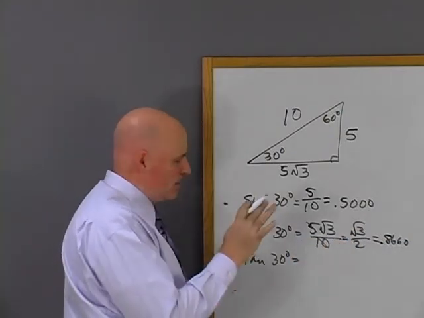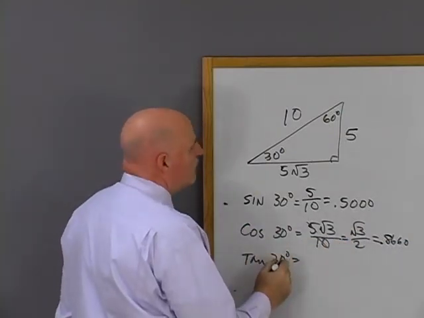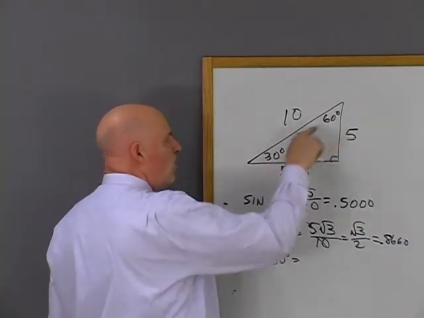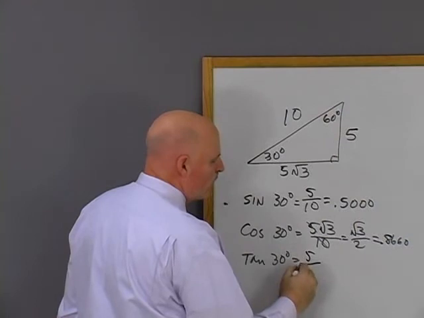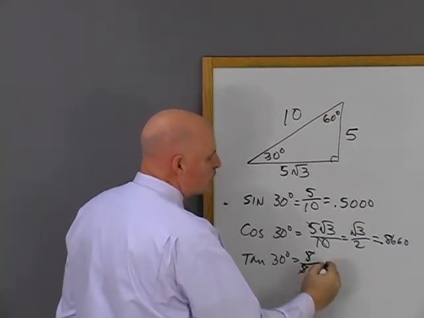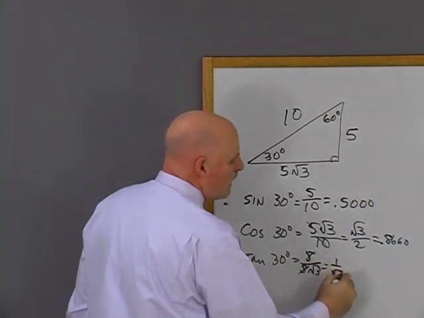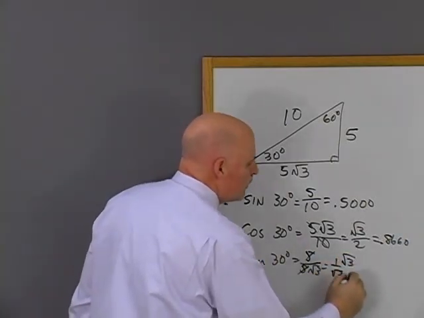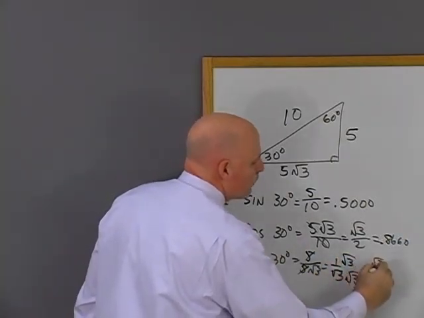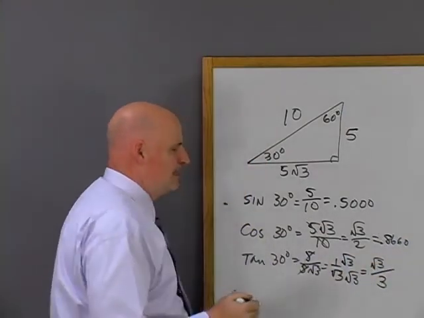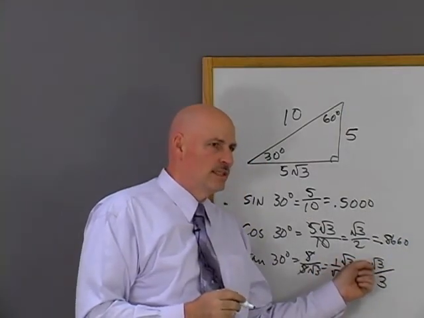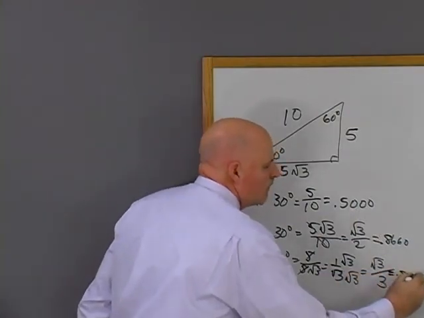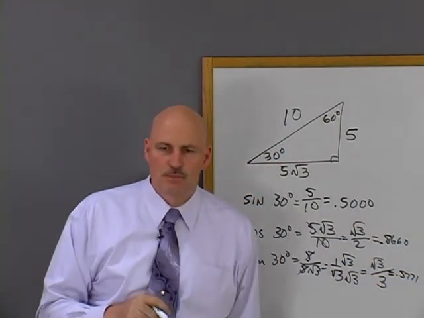How about the tangent of 30 degrees? Opposite over adjacent, 5 over 5 square root of 3. These cancel, leaving 1 over the square root of 3. Uh-oh, the radical police are coming. So we multiply by square root of 3 over 3 and get square root of 3 over 3, which is 1.7 divided by 3, I think 0.5771. Don't trust me on that, but it's close.